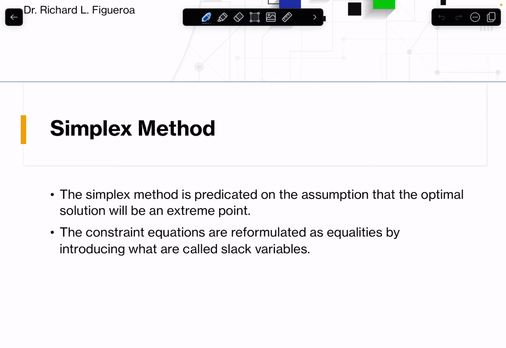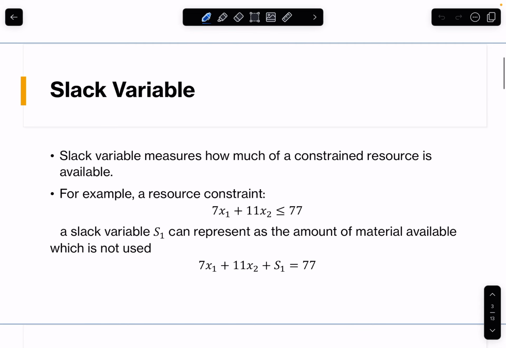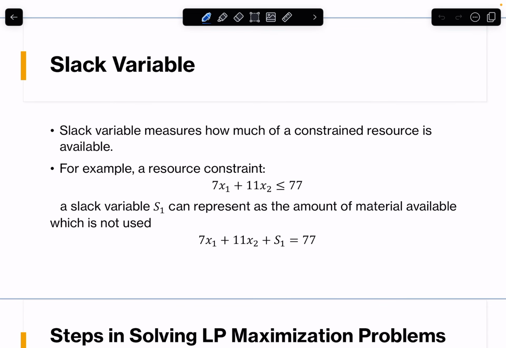similar with that of the corner method, okay, in a graphical method approach. So under the simplex method, we are introducing the slack variable. So when we talk about the slack variable, that is for every constraint. So for every constraint, we are introducing one slack variable. The slack variable constitutes the amount of resources that are available and was not used. It measures how much of a constraint resource is available.